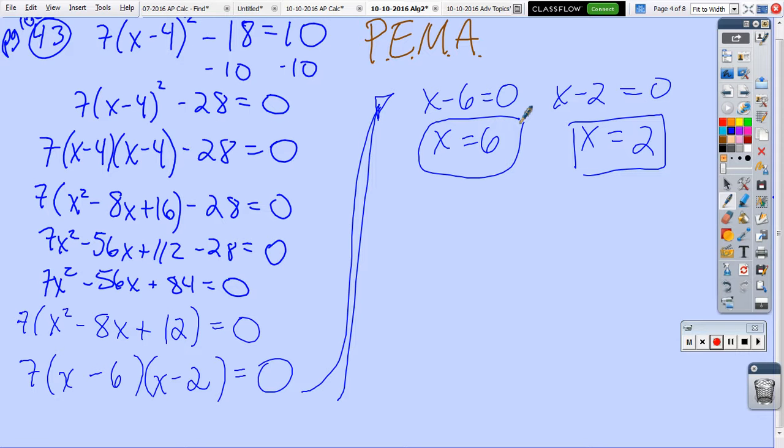How did you take out 7 from it? From where? Which point? The 7 times x2. Here? I noticed that all of these had a common factor of 7. So you can always factor out the greatest common factor.